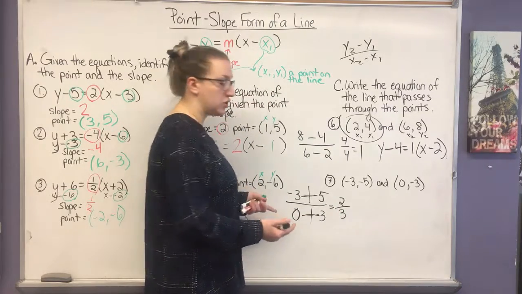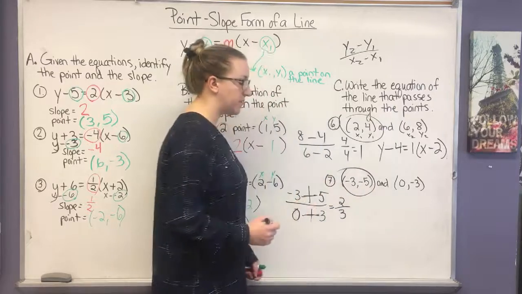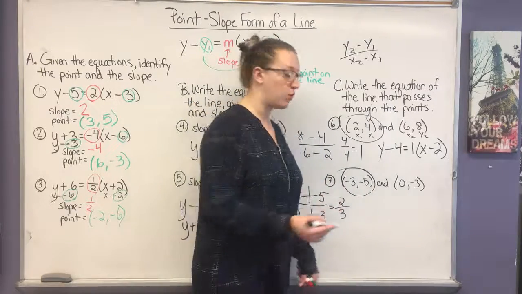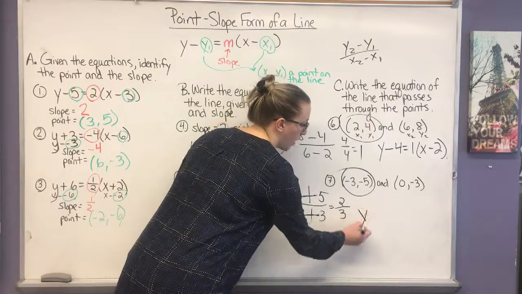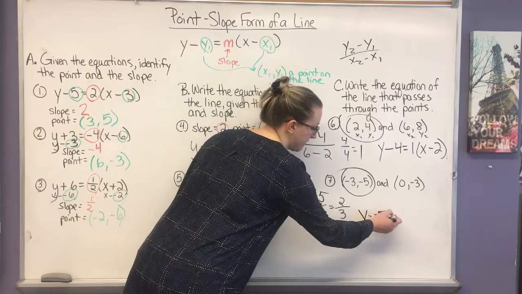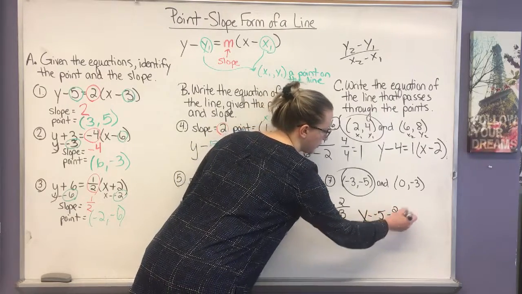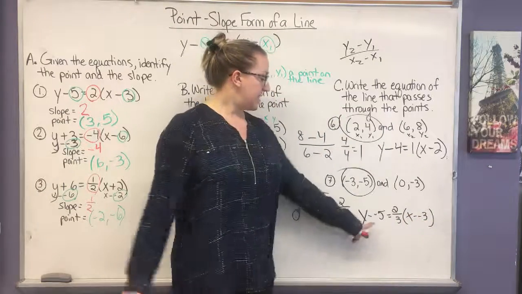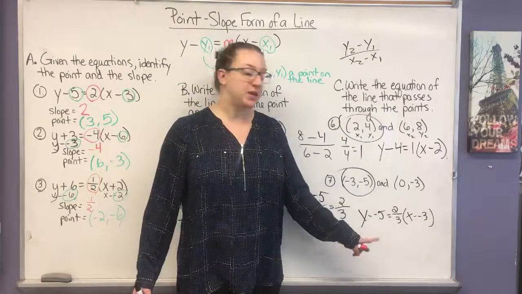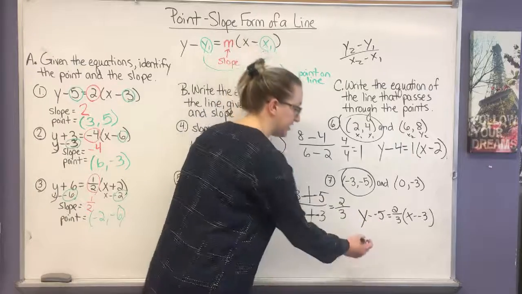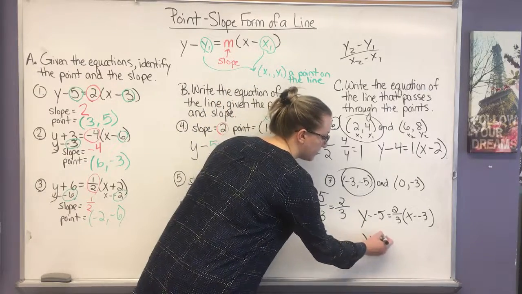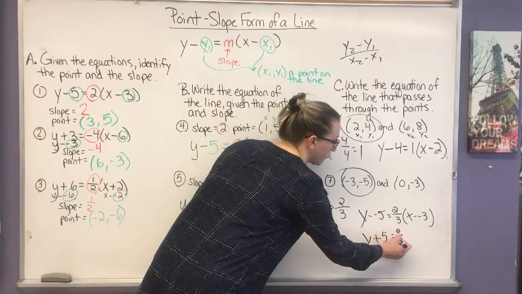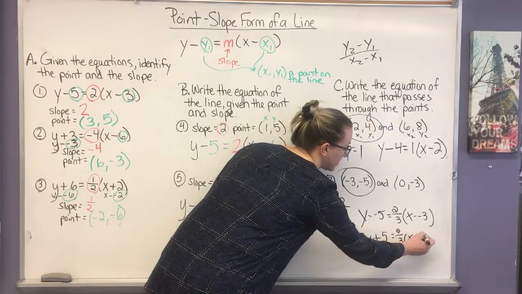I'm also going to choose negative 3, negative 5 for our points. So we wind up with y minus a negative 5 equals 2 over 3 for the slope, x minus a negative 3. In this case, again, I need to rewrite it because I should not have minus a negative. So this is y plus 5 equals 2 over 3, x plus 3.